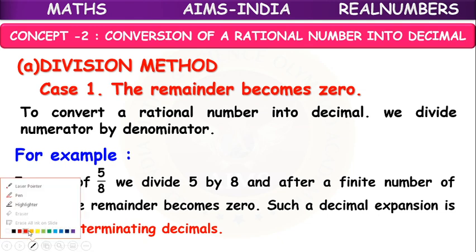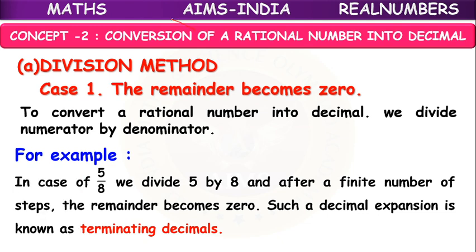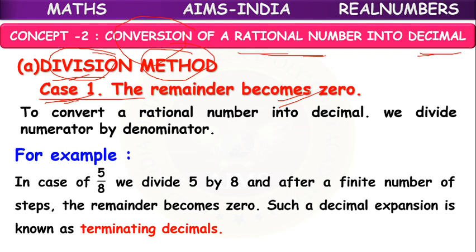So today's concept is the conversion of a rational number into decimal. First we can convert a rational number into decimal by the division method. In that, what is the possible case? The remainder becomes 0. When we divide the given rational number, the first possible case is the remainder may become 0.